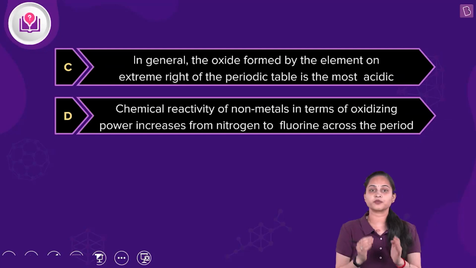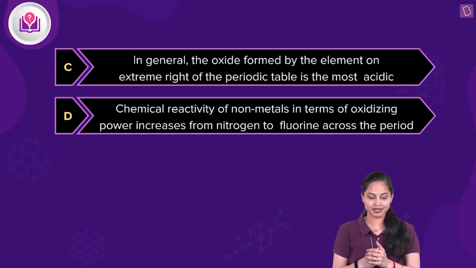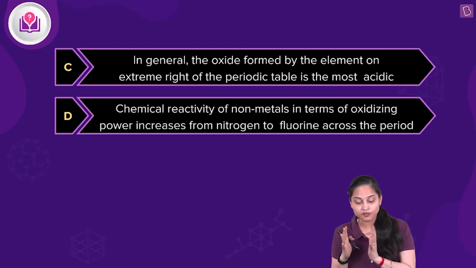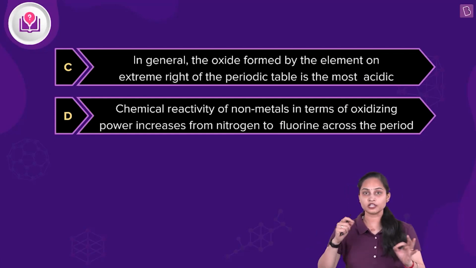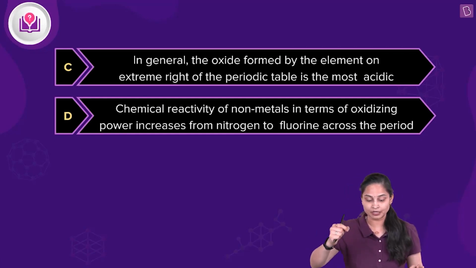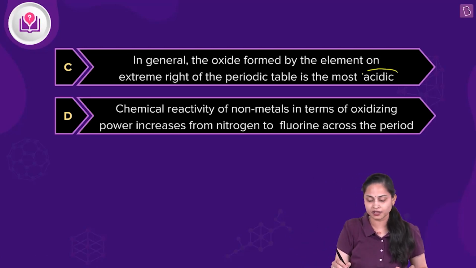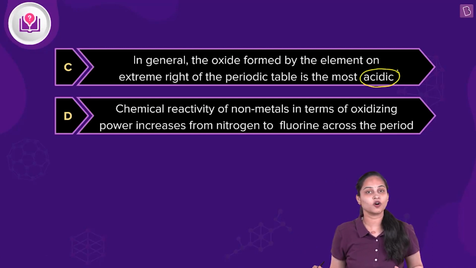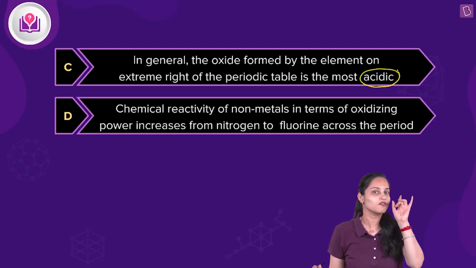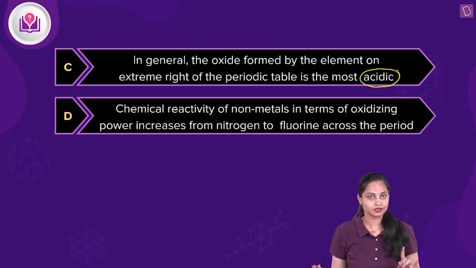Talking about option number C, the statement over here: in general, the oxide formed by the element on extreme right of the periodic table is most acidic. Absolutely right. Non-metallic oxides are acidic in nature. This you have learned in your class 10th basically.